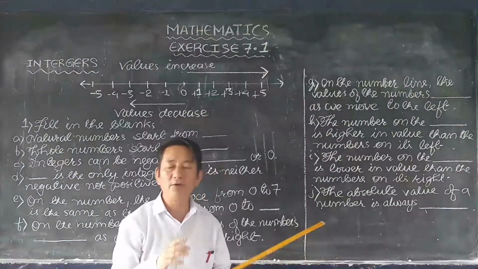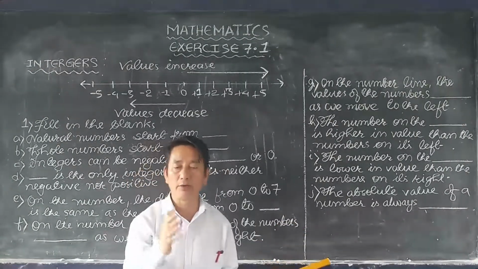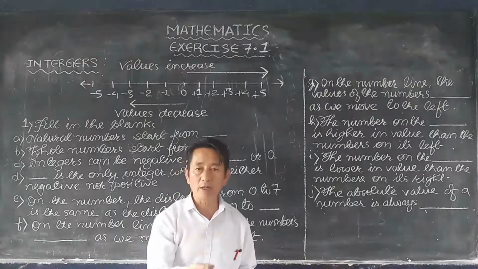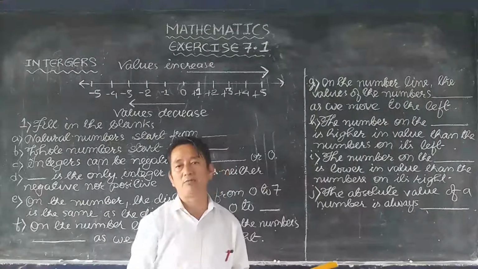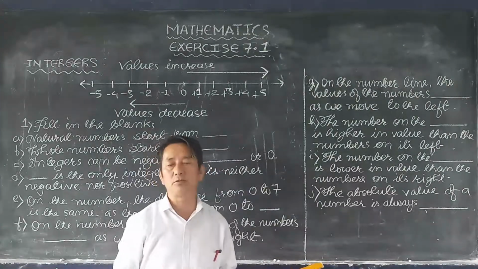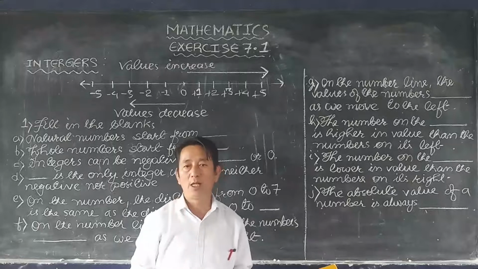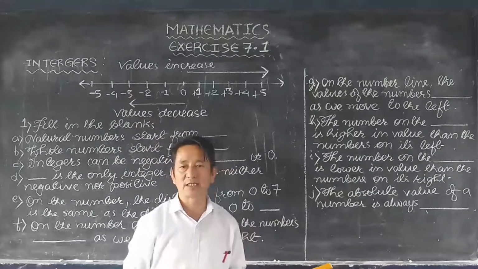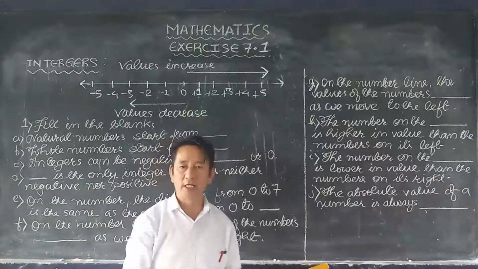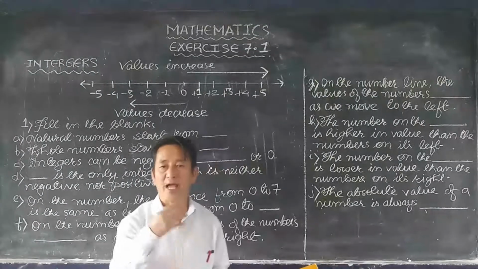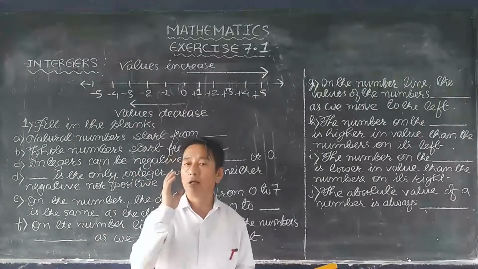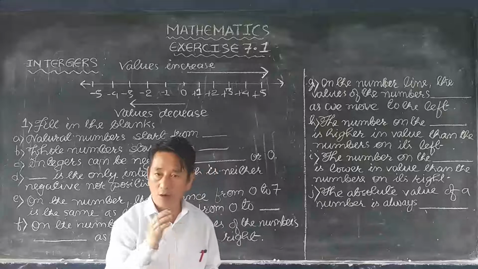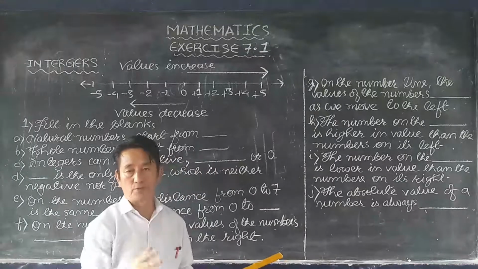Now next, even numbers. What are even numbers? Even numbers are pairing numbers. They are always divisible by 2, like 2, 4, 6, 8, 10, 12, and so on. These are even numbers and they are always divisible by 2.